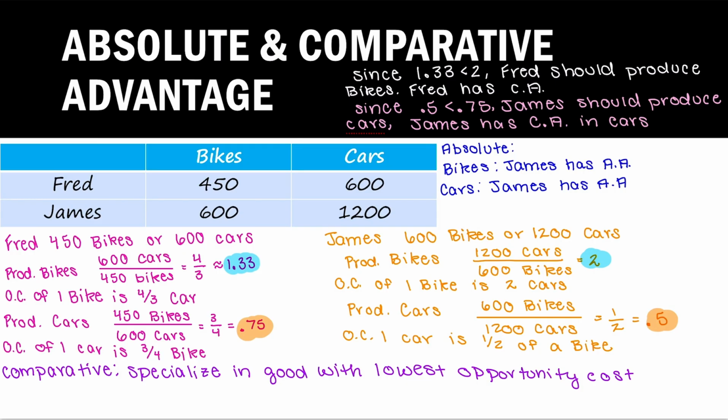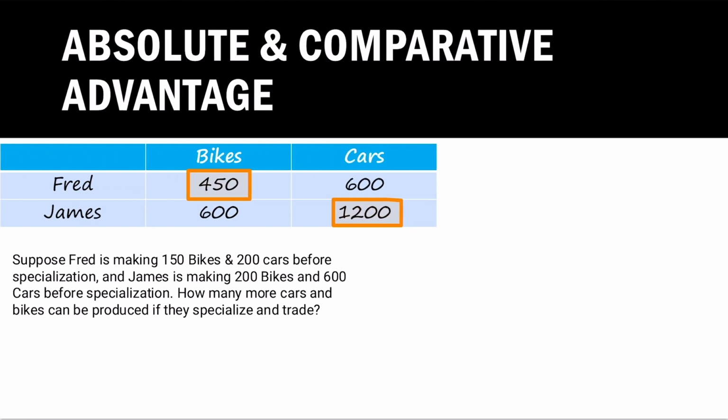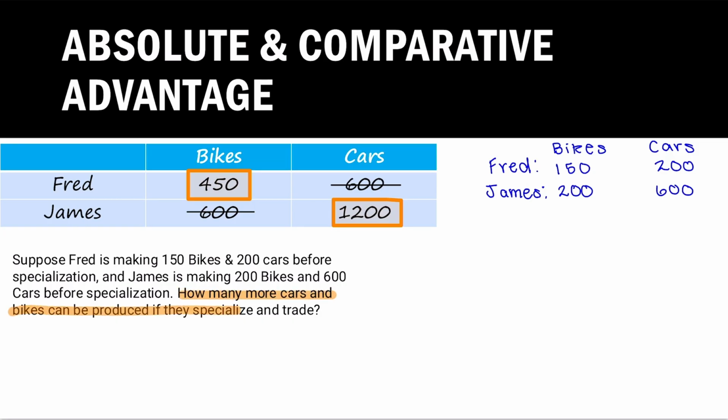So we're going to use this information, and we're going to do a brief example about what if they traded bikes and cars between the two of them. So we know that Fred is going to be producing bikes and James is going to be producing cars, which means this number no longer exists and this number no longer exists. Our problem says suppose that Fred is making 150 bikes and 200 cars before specialization, while James was making 200 bikes and 600 cars before specialization. How many more cars and bikes can be produced if they specialize and trade? So I just want to know how many more cars and bikes exist in the world after they specialize.